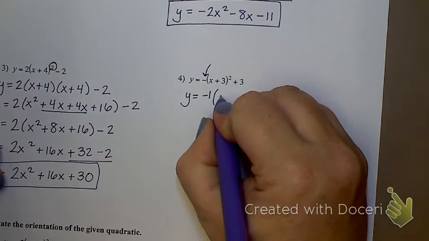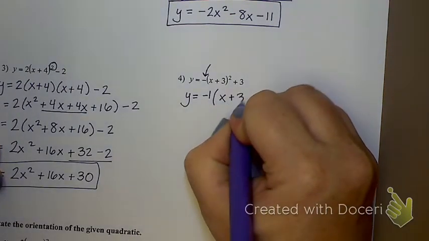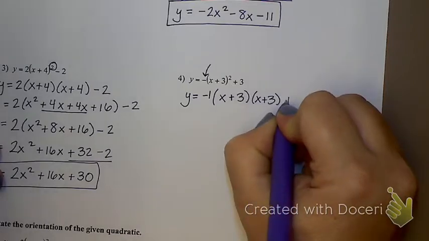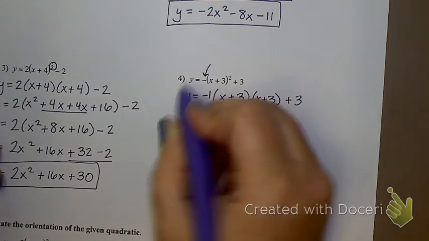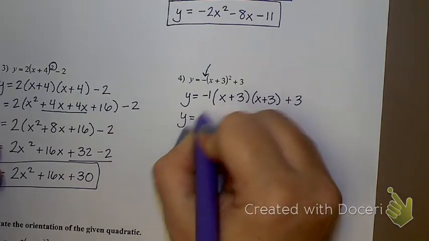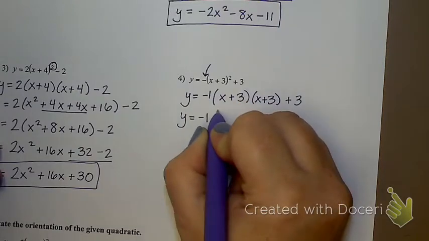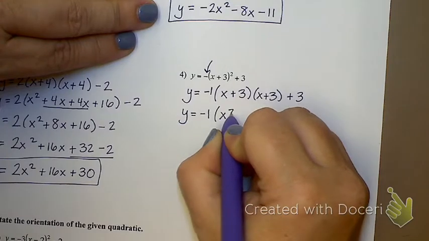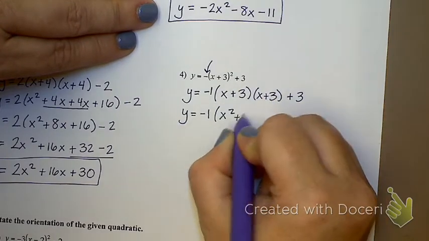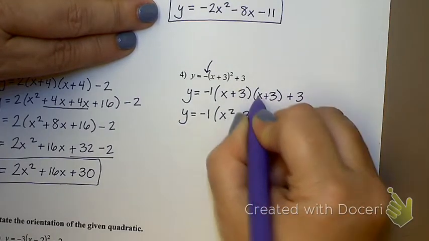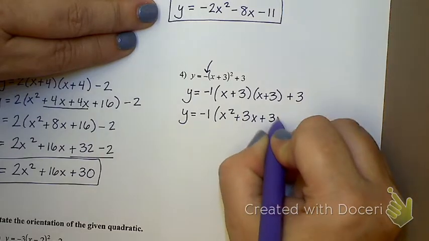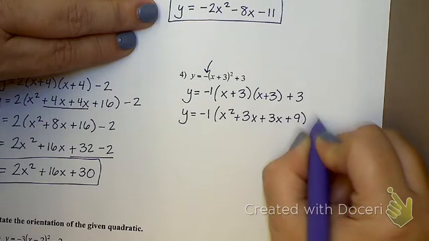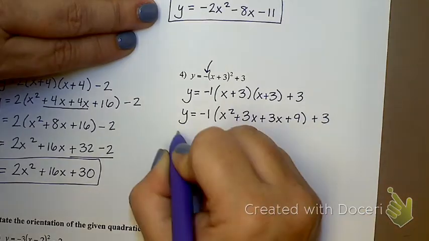So I'm going to multiply the x plus 3 and x plus 3, and then I have the plus 3 at the end. Lots of 3's in this problem. So I'm not going to deal with the -1 yet. I'm just going to leave it while I multiply these guys. X times x is x squared. X times 3 is 3x. 3 times x is 3x. And then 3 times 3 is 9. And the plus 3 is hanging out at the end.